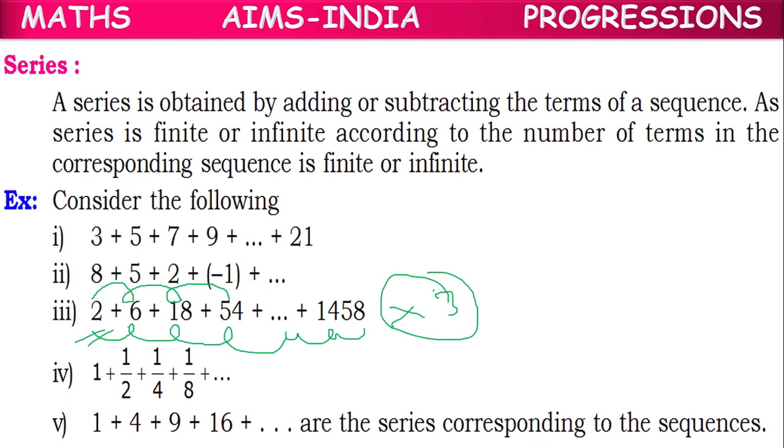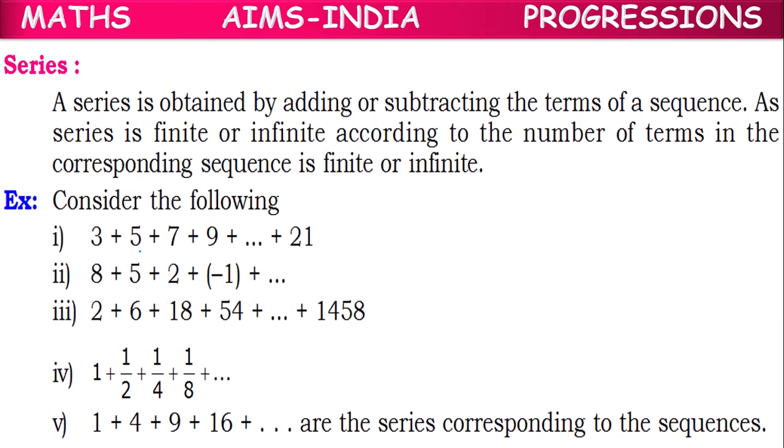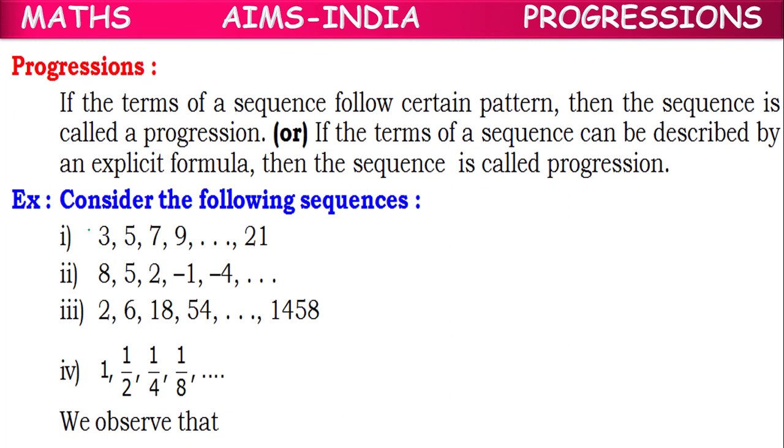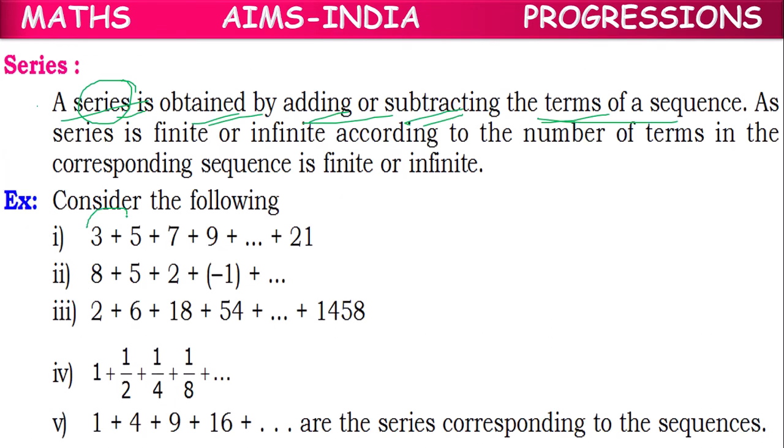Okay, next we have series. A series is obtained by adding or subtracting the terms of a sequence. In these examples, whatever terms are given, if we add all of them, then their sum or difference will be considered a series. So here, 3 plus 5 plus 7 plus 9 up to 21. If we add all of them, it will become a series.